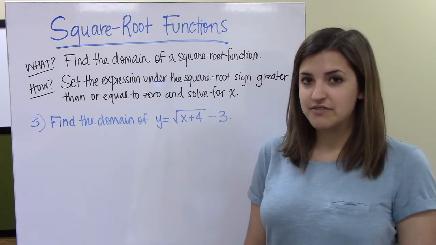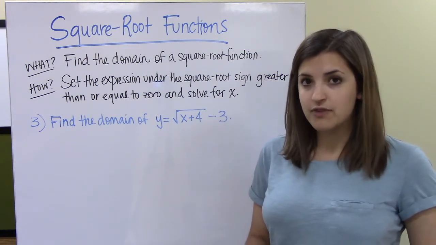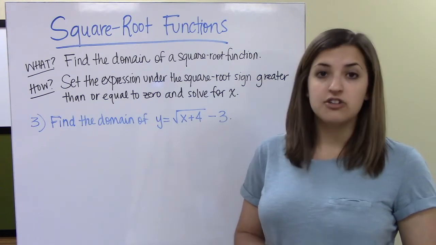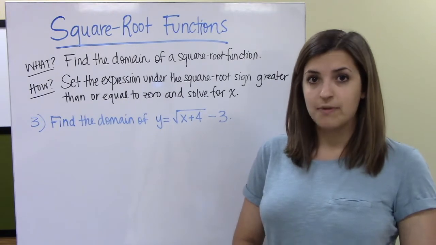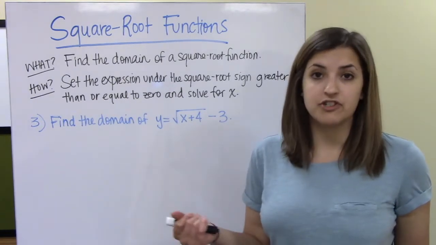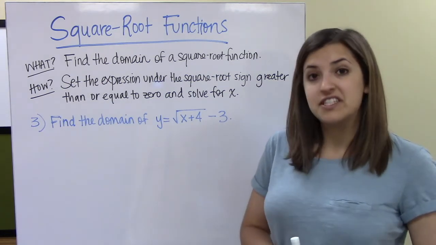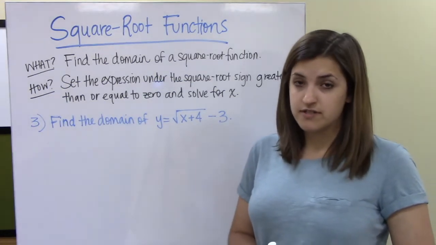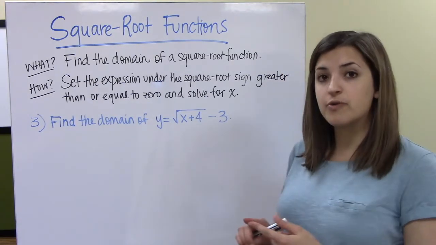Our second objective is to find the domain of a square root function. Let's take a step back and remember what a domain is. A domain is the set of all possible x values of a function. Basically, all of the x values that make the function work. And we want to do this because it makes it a lot easier to graph square root functions. So how are we going to do this? Well, we're simply going to set the expression under the square root sign.